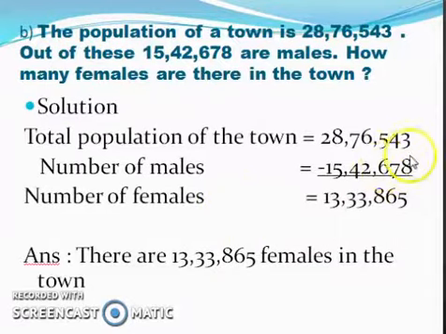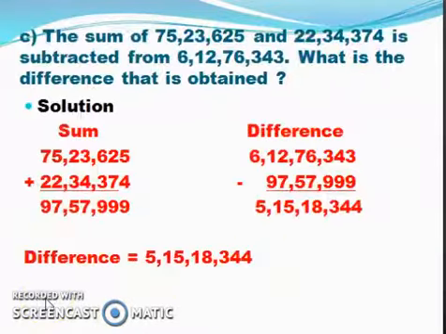females. 13 minus 8 is 5, 3 remains here. 13 minus 7 is 6, 4 remains here. 14 minus 6 is 8, 5 remains here. 5 minus 2 is 3, 7 minus 4 is 3, 8 minus 5 is 3, and 2 minus 1 is 1. So simple, 13,33,865 females in the town. Children, these questions, half a mark is for the answer, please remember. Very important.